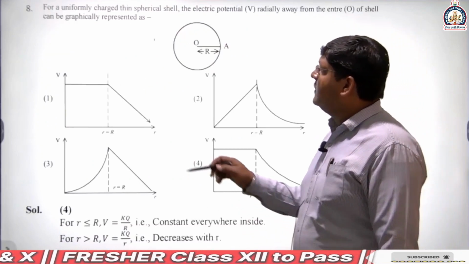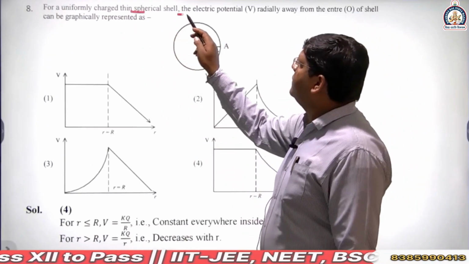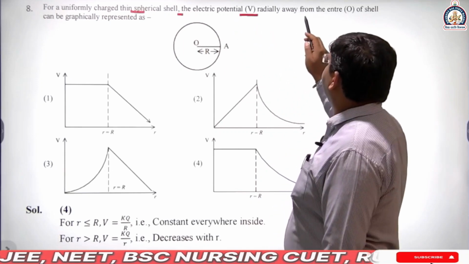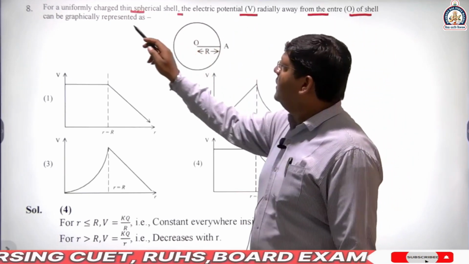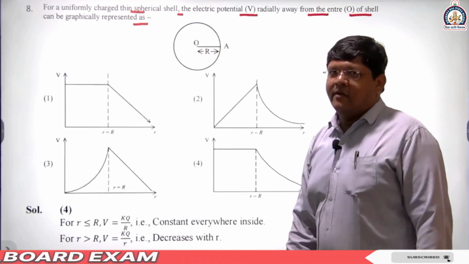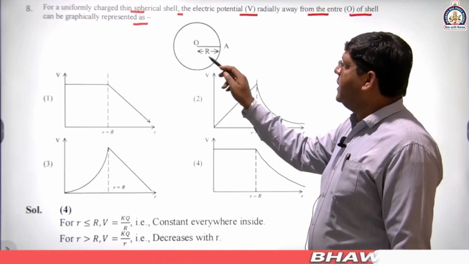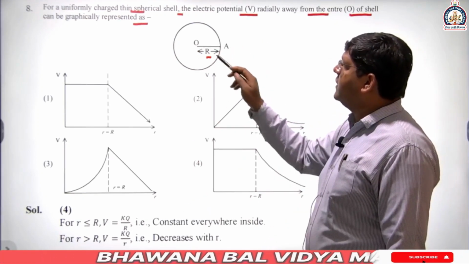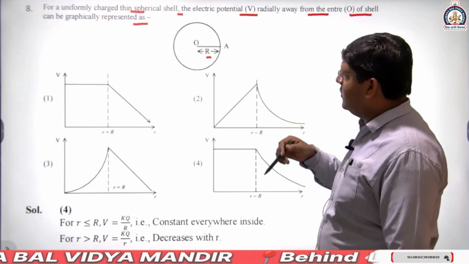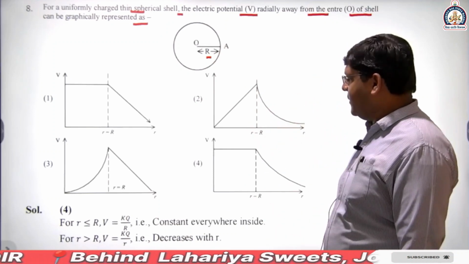The next part says, for a uniformly charged thin spherical shell, the electric potential radially away from the center of the shell can be graphically represented as. We are provided with a sphere having radius R. This is center O. We have to predict which graph is the perfect graph.